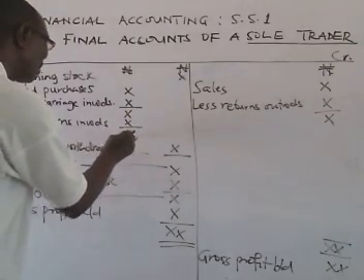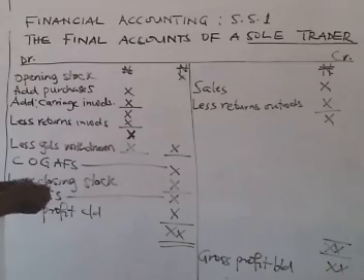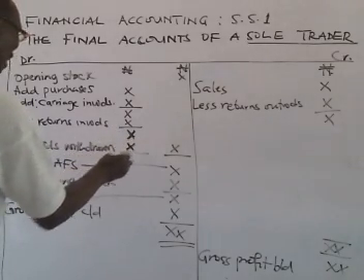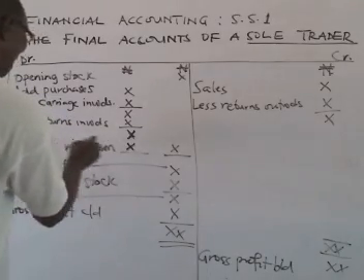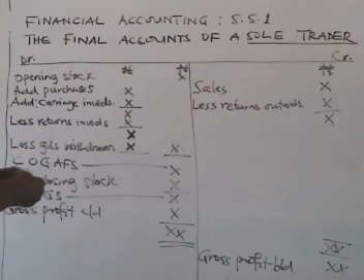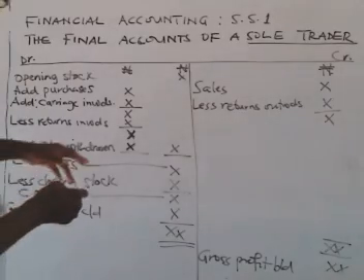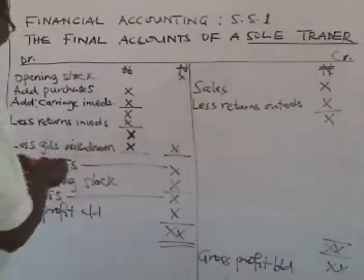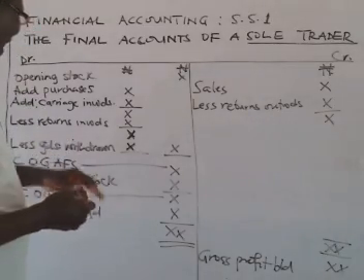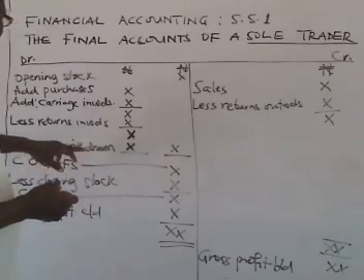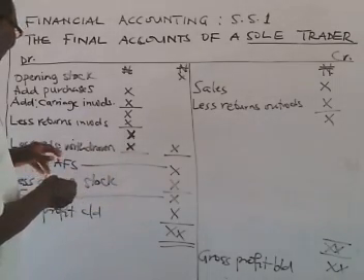That's why it's being given by X. Then we have less goods withdrawn. Here, some goods will be withdrawn by the owner. Here we have either less goods withdrawn or goods consumed by fire. Goods withdrawn here, the owner must have eaten some of the goods. So any goods withdrawn by the owner or destroyed by fire must be deducted.